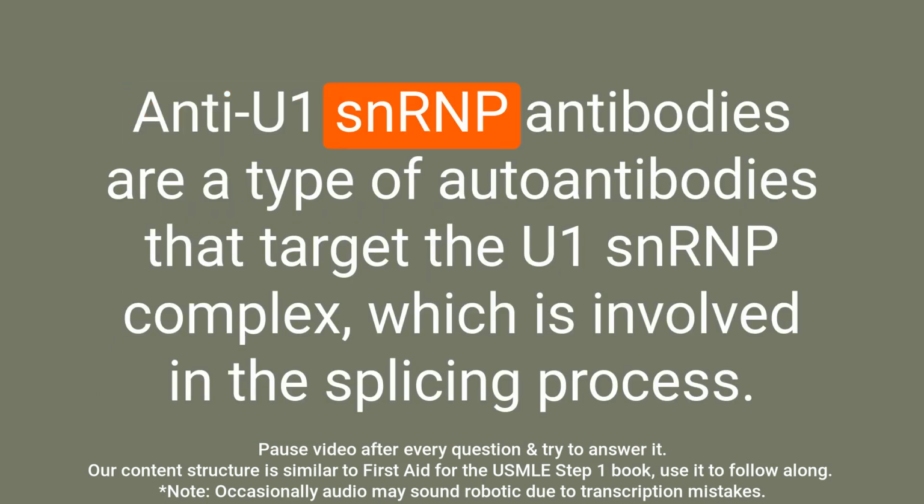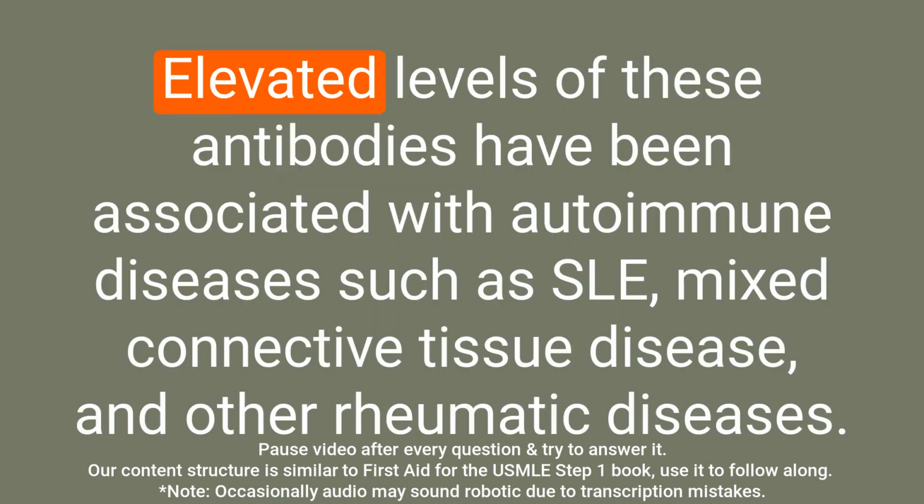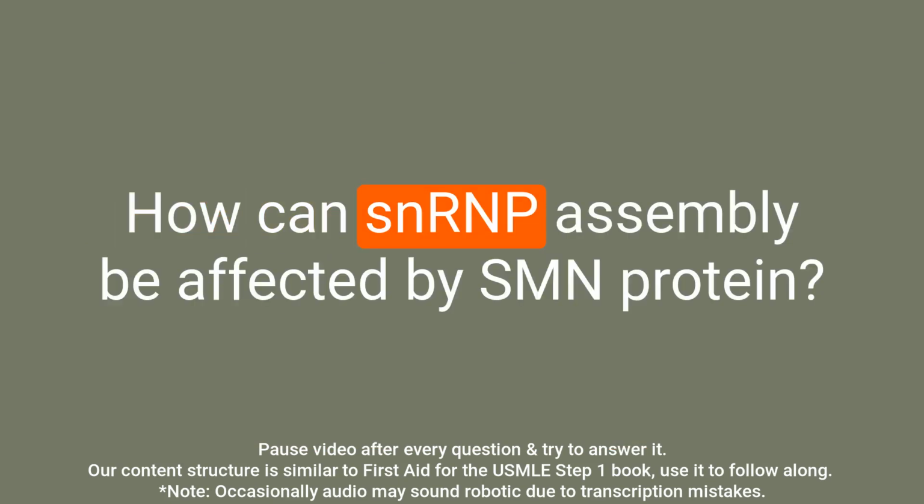Question: What is the function of anti-U1 snRNP antibodies? Answer: Anti-U1 snRNP antibodies are a type of autoantibodies that target the U1 snRNP complex, which is involved in the splicing process. Elevated levels of these antibodies have been associated with autoimmune diseases such as SLE, mixed connective tissue disease, and other rheumatic diseases.